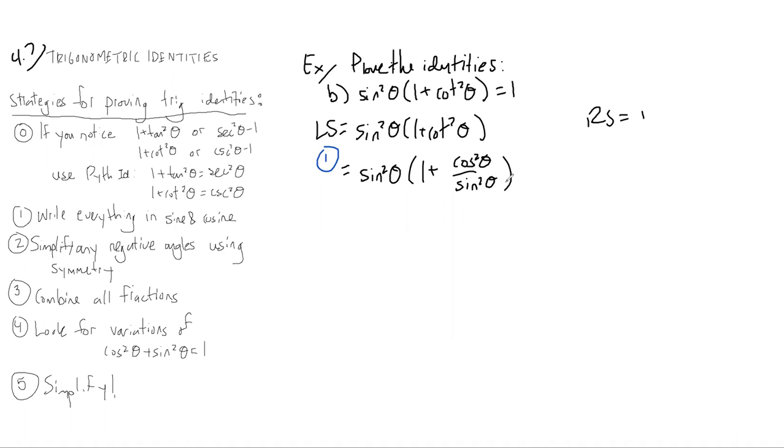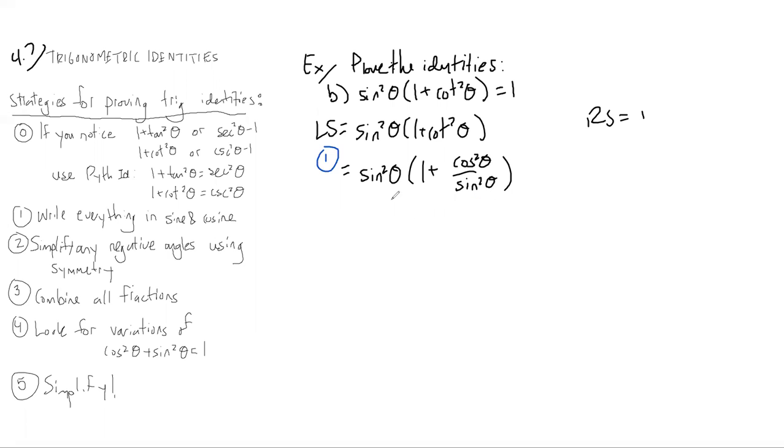So hopefully you kind of see what's happening here. I don't have step 2 at all. I don't have any negative angles. I could combine the fractions for 3, but what I might want to do before then is, so when I say combine fractions, I could combine the 1 into that fraction term. We can avoid that though.